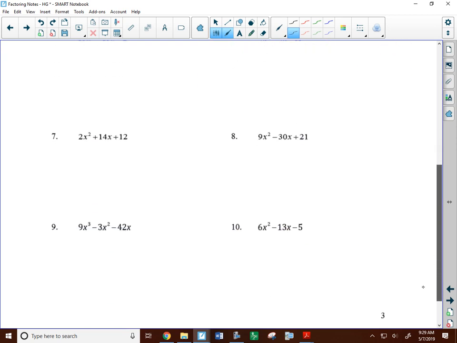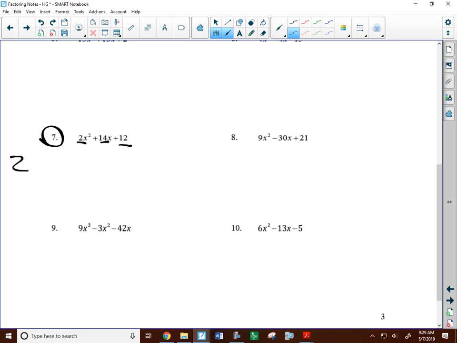Let's do 7. So on 7, this is a not equal to 1, right? Well, kind of, but actually it actually is a 1, because I should always, always, always do a GCF first. So if you get it back to 1, then you just do it normal? Yeah.